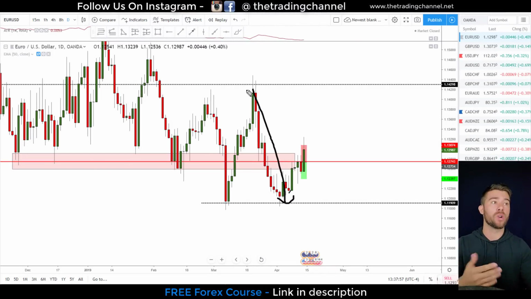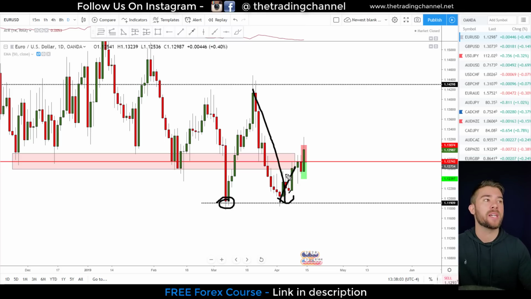Okay, so as you can see, that prediction worked out quite well. We did push down. We actually came down to our next support level that we pointed out and had a pretty nice push up from that level.